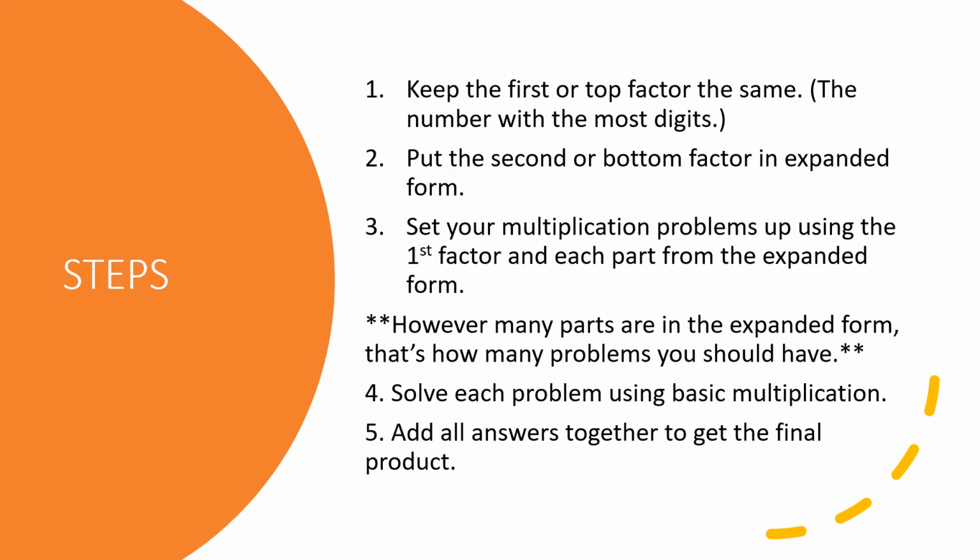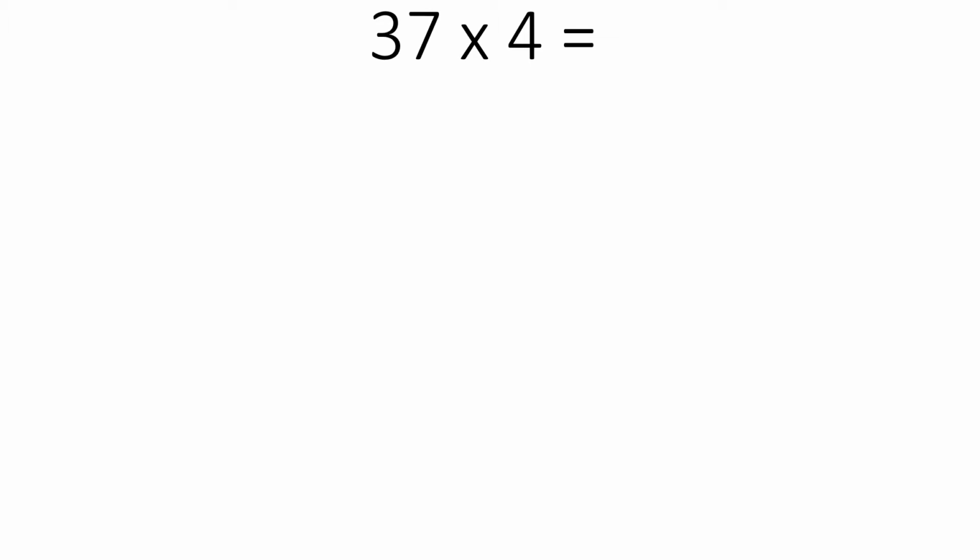Step 4, solve each problem using basic multiplication. And step 5, add all answers together to get the final product. So let's take a look. I have 37 times 4. So my first factor is going to be 37. It has the most digits.